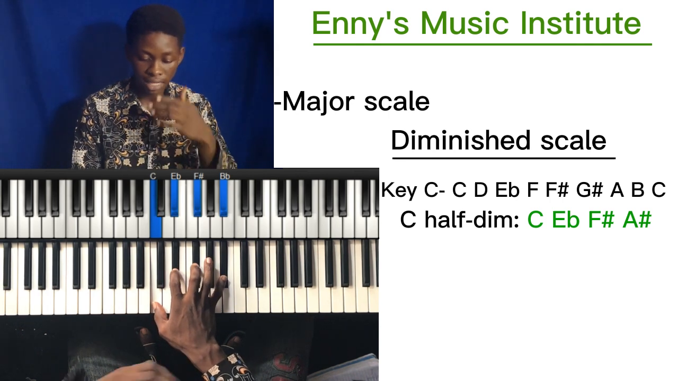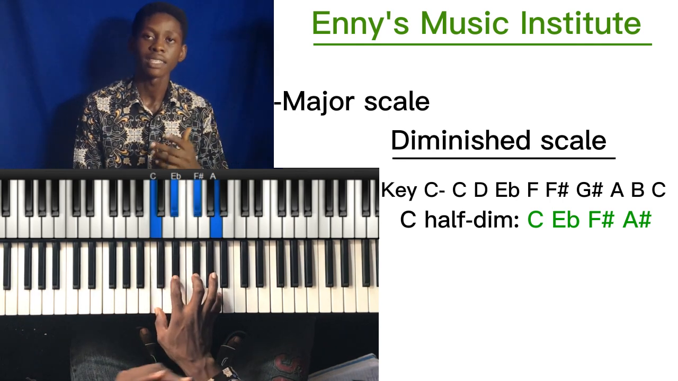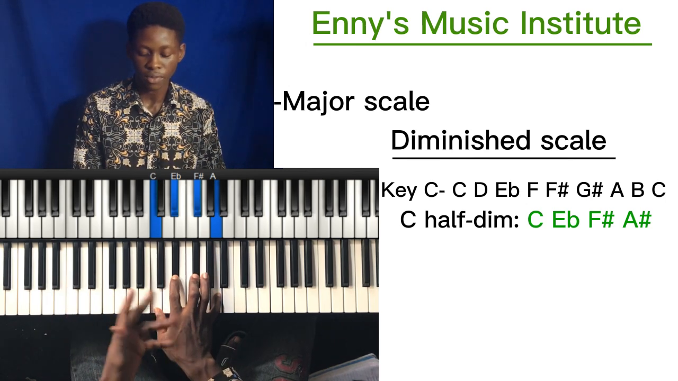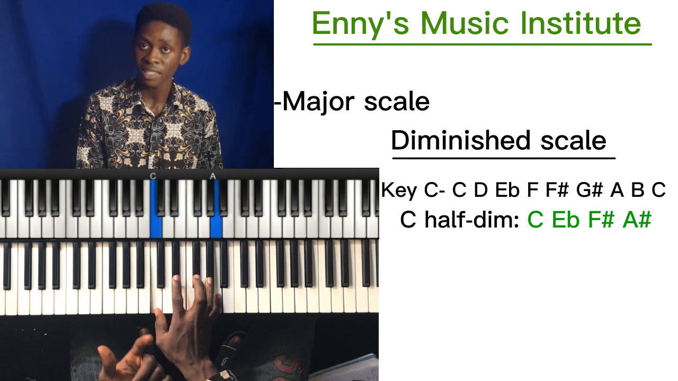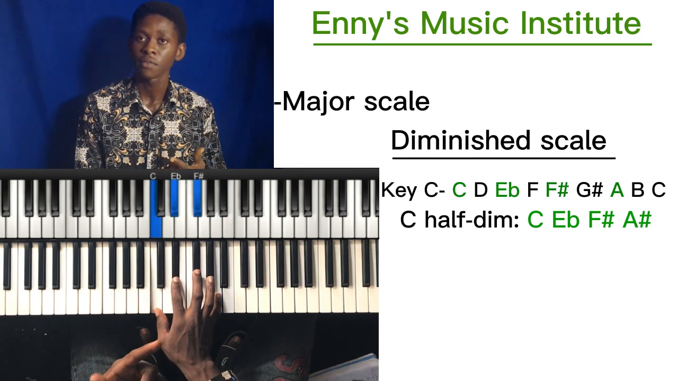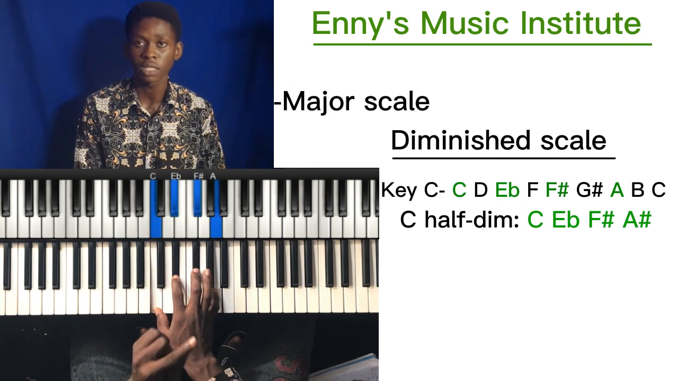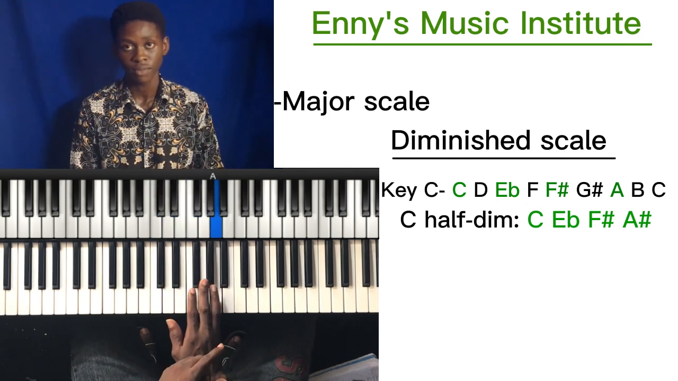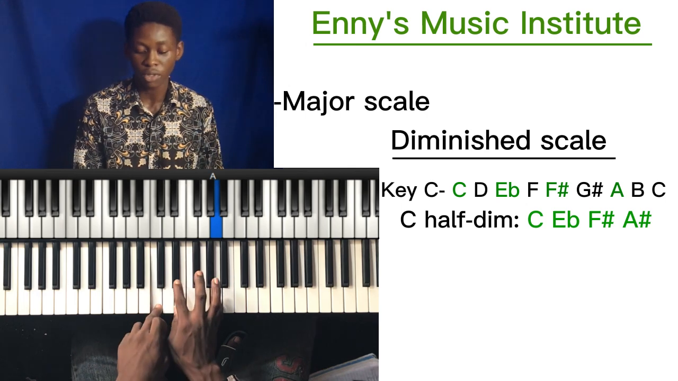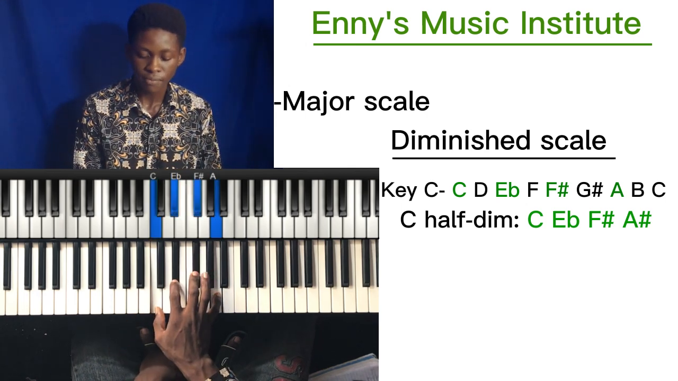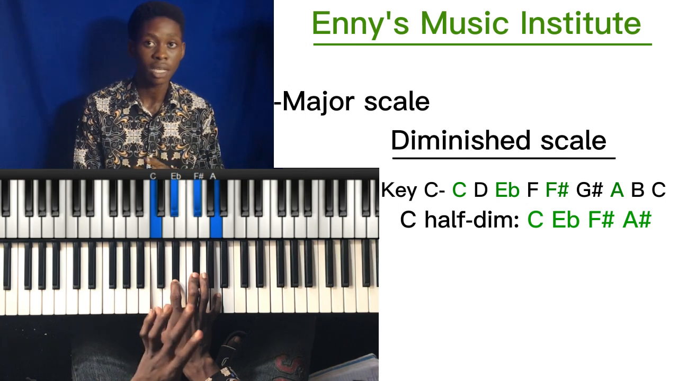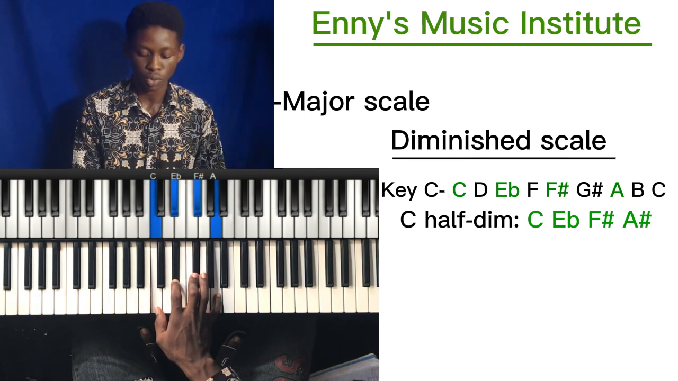And let me explain why it's a half diminished seventh chord. This is a diminished seventh chord. Back to the diminished scale, if you look at it very well, you see that we have the first degree, the third degree, fifth, and the seventh of the diminished scale. This is 1, 2, 3, 4, 5, 6, 7 of the diminished scale, right? So we have 1, 3, 5, 7. So this gives us our diminished seventh. We'll look at that in our next lesson also, diminished seventh.